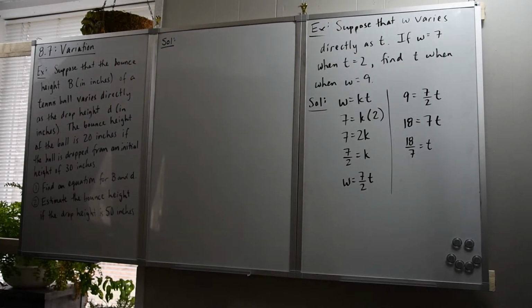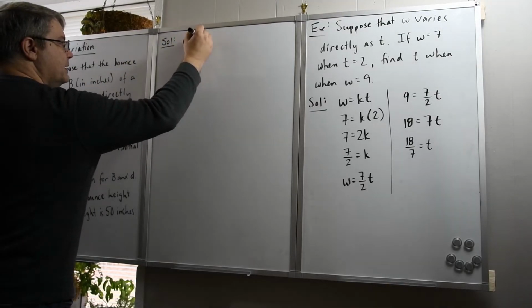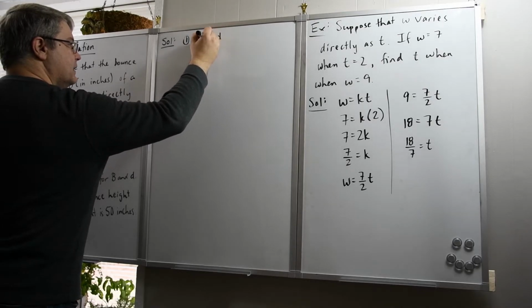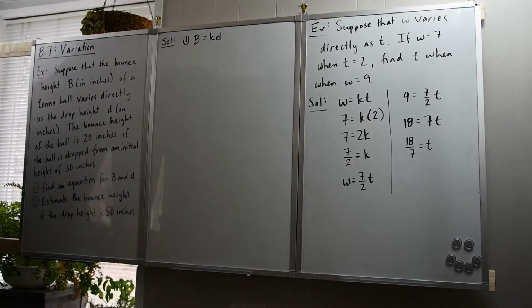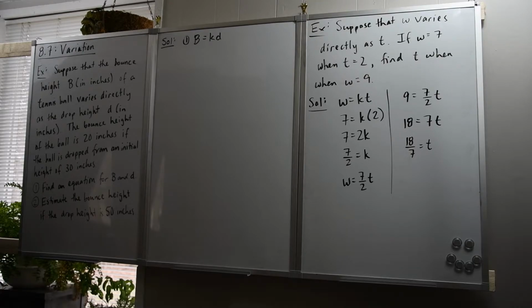Once again, we've got this bounce height, capital B, of a tennis ball, which varies directly as the drop height D. So if we want to find an equation for B and D, for part 1 we would have B is equal to K times D. Now, we need to know what the value of K is that pulls everything together here. And that's where this next part comes in.